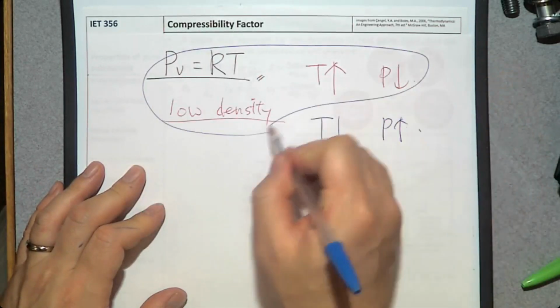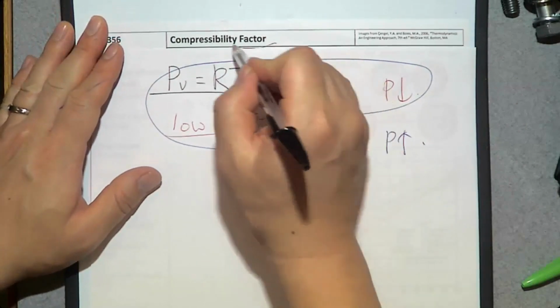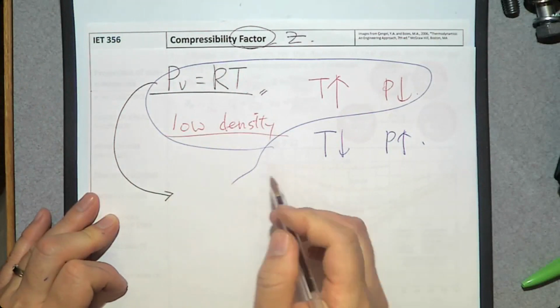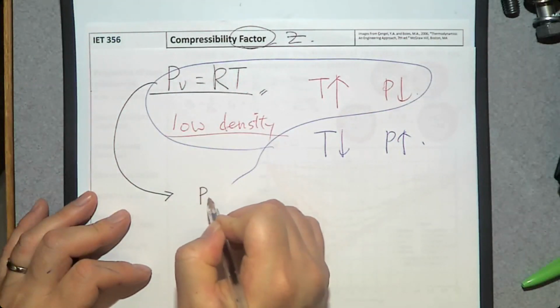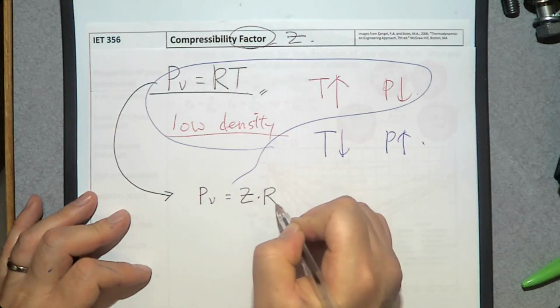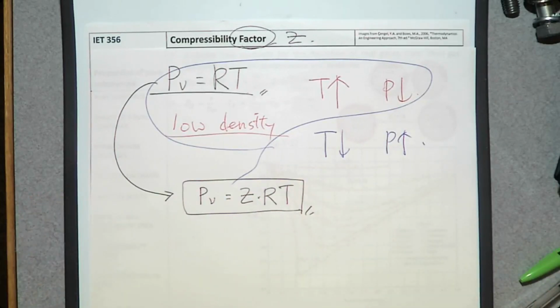Is there any way to use this ideal gas equation? Yes, there is. We can use the compressibility factor Z. So we can modify this ideal gas equation this way: PV is Z, the compressibility factor, times RT. It's not a complete solution, but it can decrease the error of this ideal gas equation dramatically, so we can predict some of the properties in this equation.